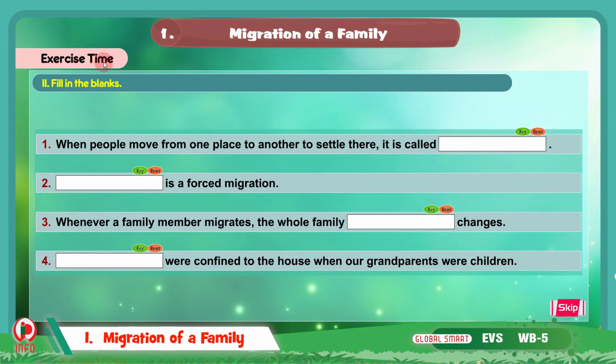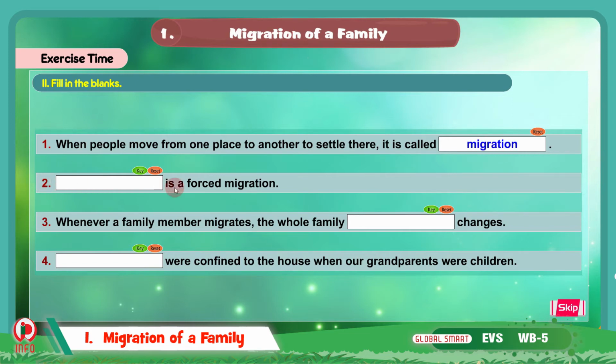So, under exercise time, the second bit is fill in the blanks. Here we have incomplete sentences for which we have to write the correct answers. When people move from one place to another to settle there, it is called dash. So, when people move from one place to another, it is called migration.